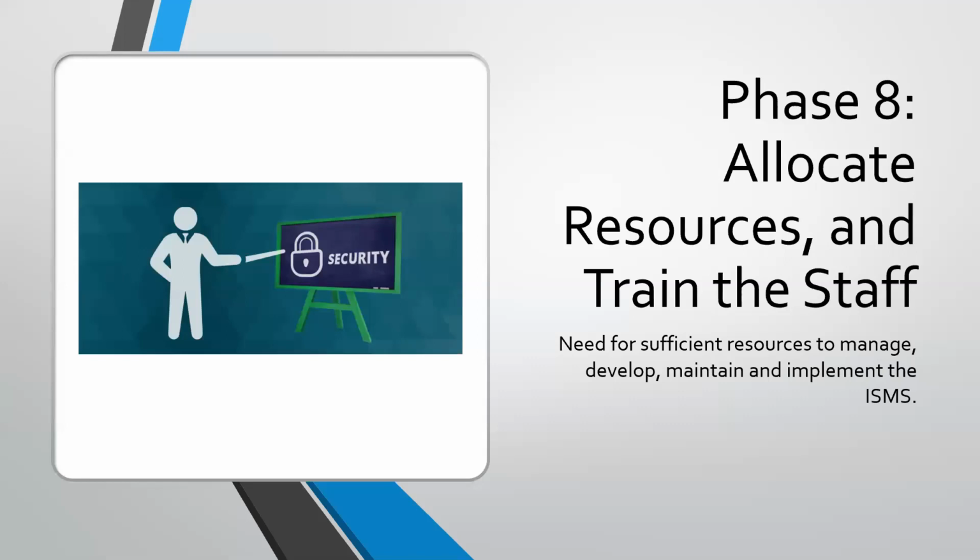Phase 8 is allocate resources and train the staff. So the ISMS process highlights one of the important commitments for management: sufficient resources to manage, develop, maintain, and implement the ISMS. It's essential to document the training for audit.